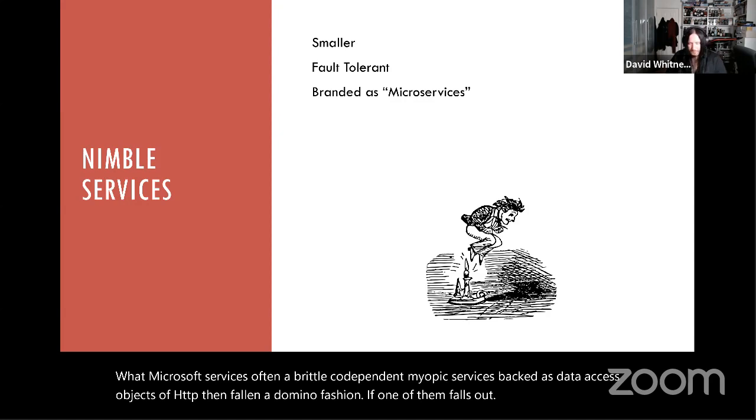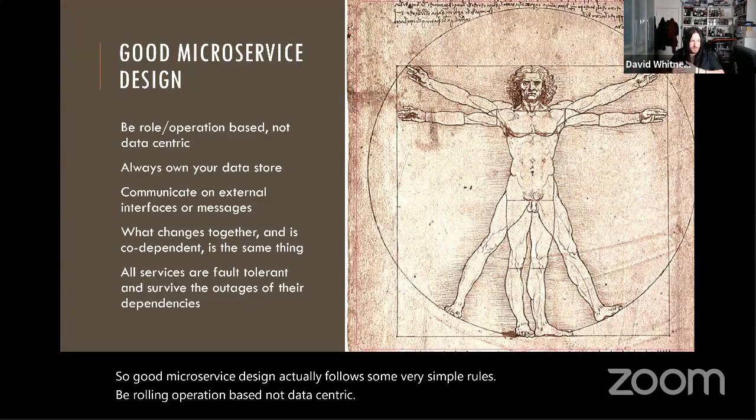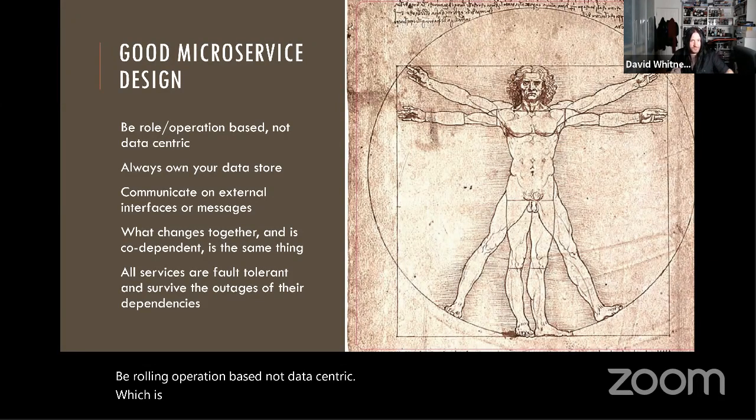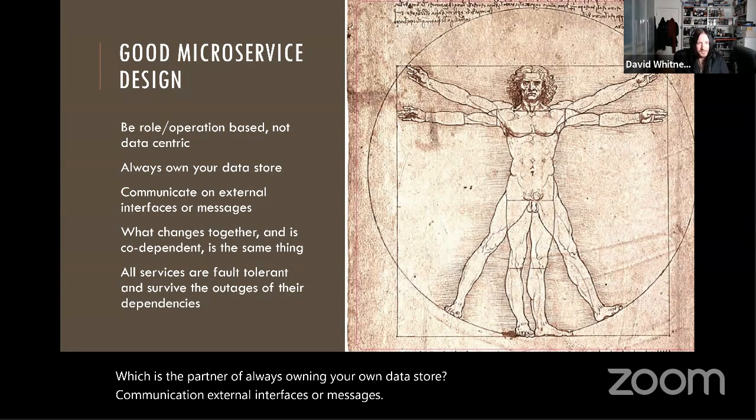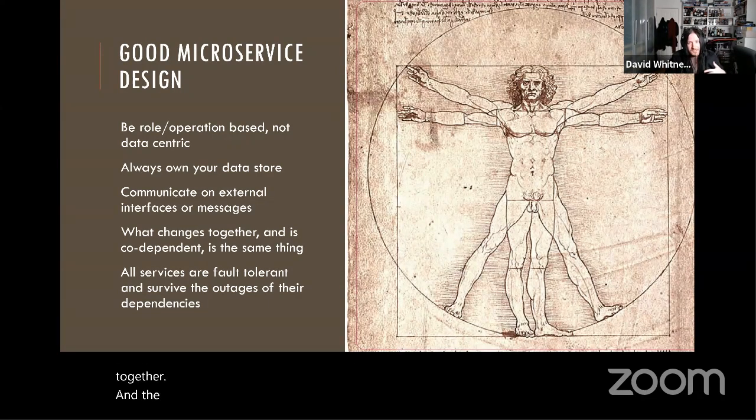Okay, awkward. So good microservice design actually follows some very, very simple rules. Be role and operation based, not data centric, which is the partner of always owning your own data store. Communicate on external interfaces or messages. What changes together and is codependent is actually the same thing, so should stay together. And all services should be fault tolerant and survive the outages of their dependencies and peers.